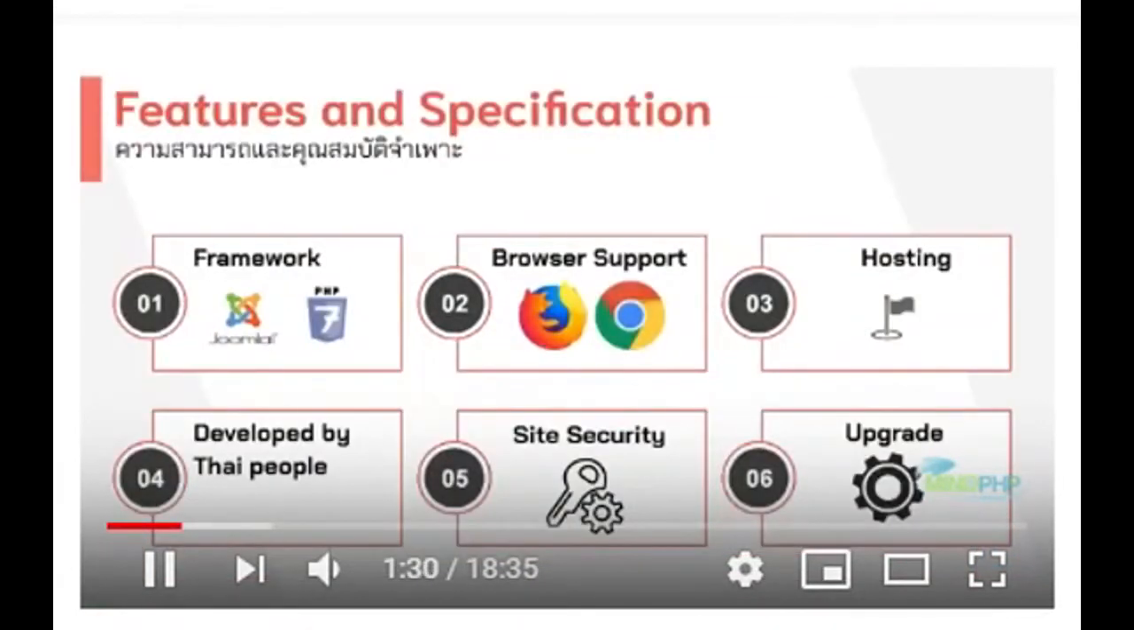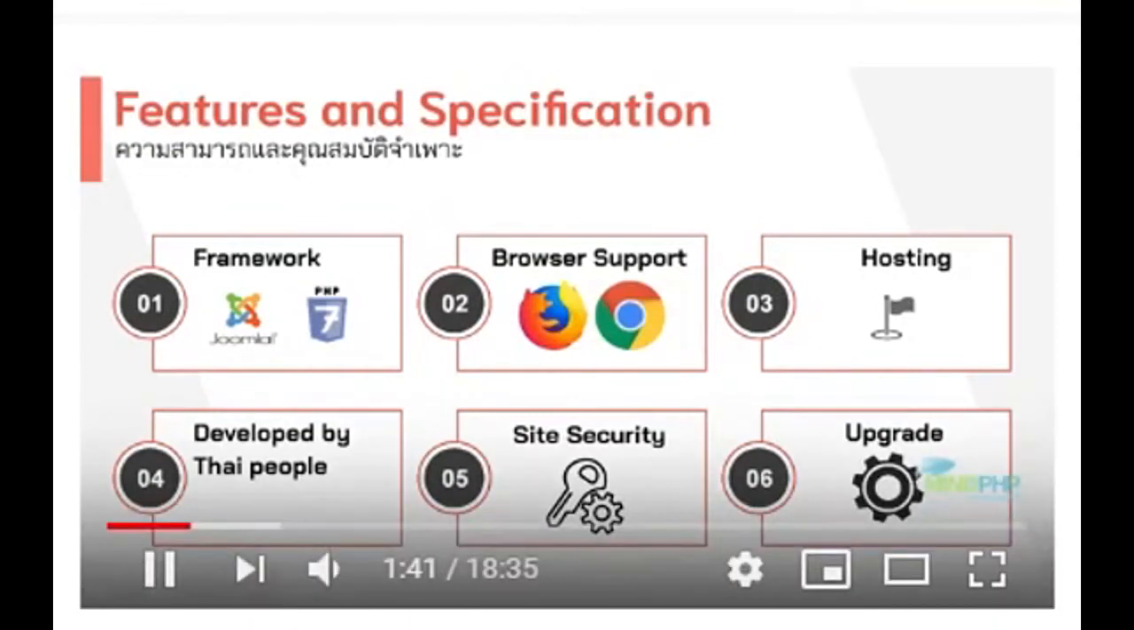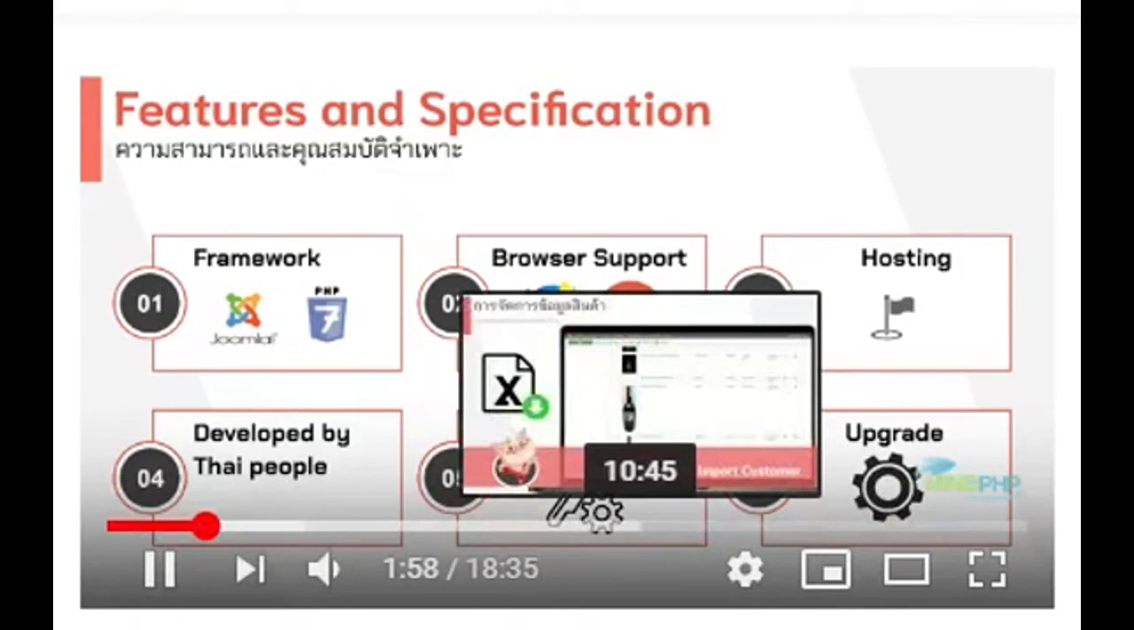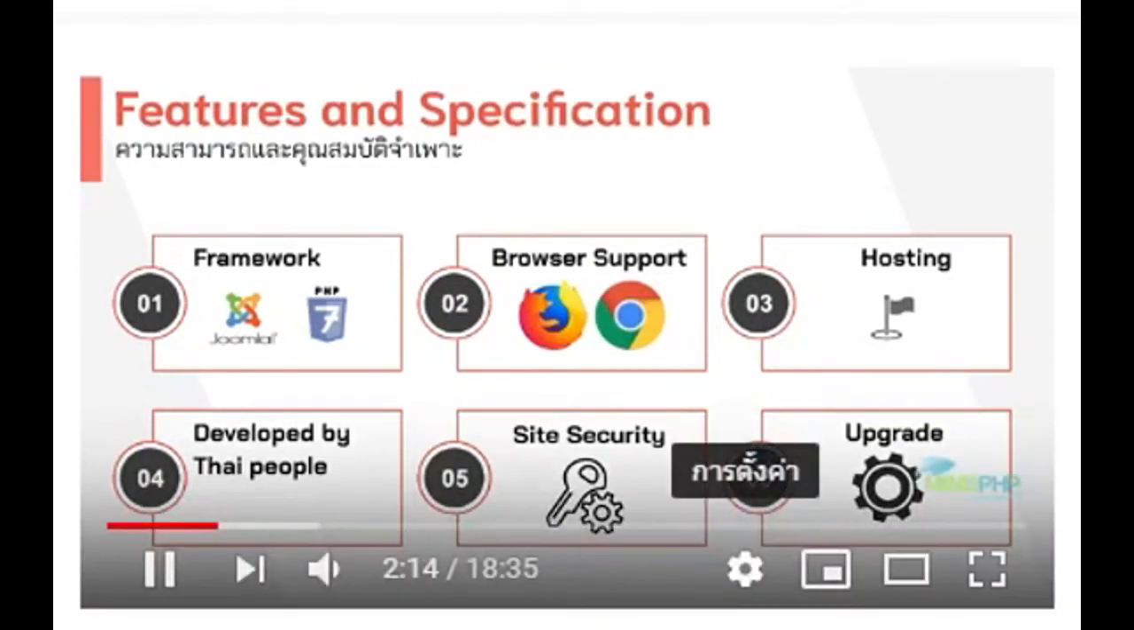For the features and specification, this system is developed using Joomla and PHP 7 as a framework. Next, MooZiiCart supports the browsers Firefox and Chrome. For the hosting, it's very easy for whoever wants to install the web template. All you have to do is have your domain name registered and choose the hosting. Since some websites that offer hosting service will have Joomla web hosting ready for you to use, all that is left to do is install MooZiiCart. That's all it takes to have your online store system.